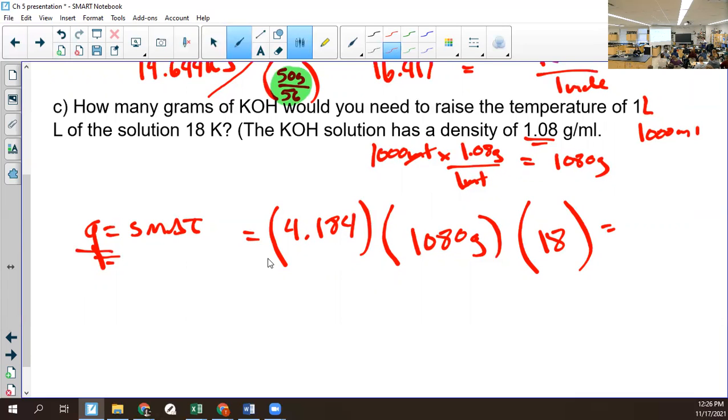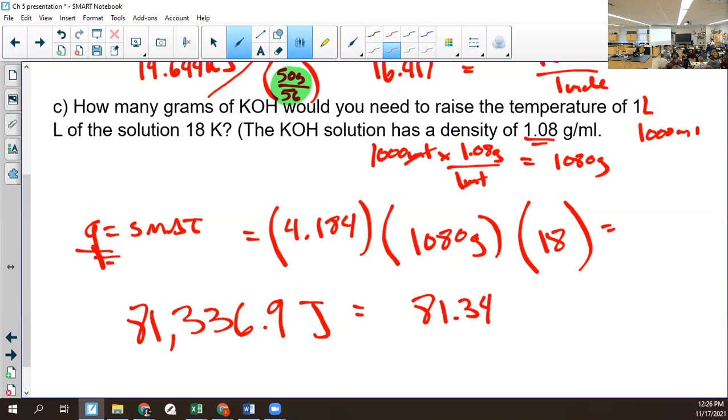Okay. All right. What did we end up with here? Okay, hold on. Jackson, what? 81,336. Then that's joules. You okay with that? Or 81.34 kilojoules. Are you okay if I just do that? Make it less writing for me? Okay.